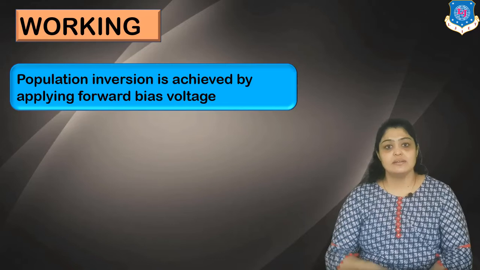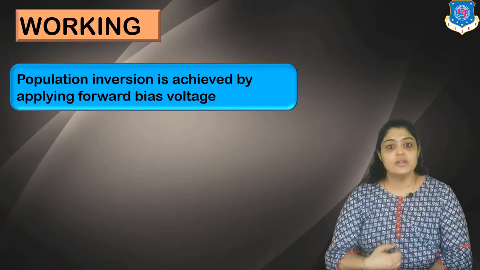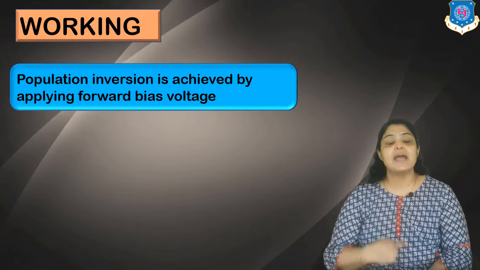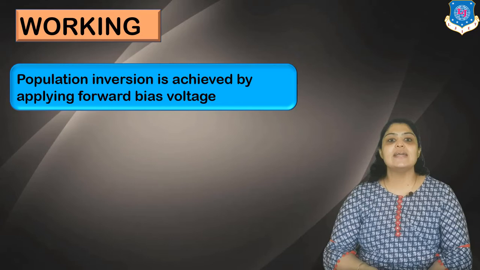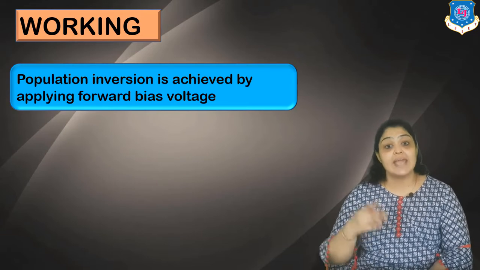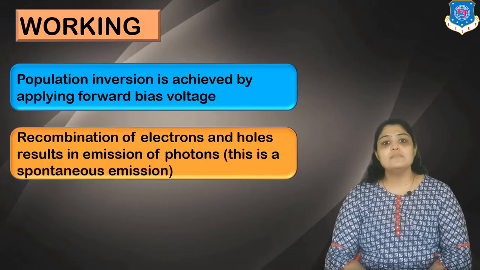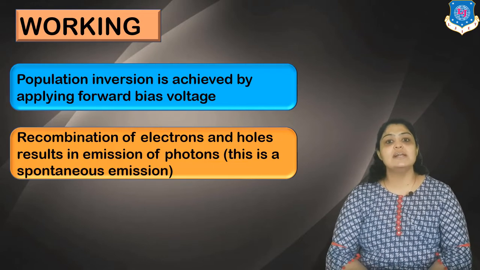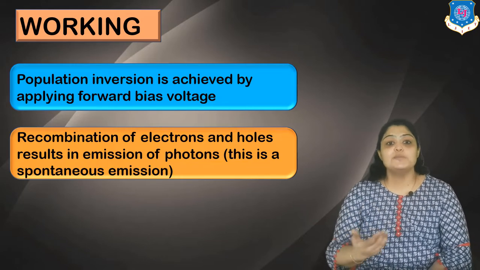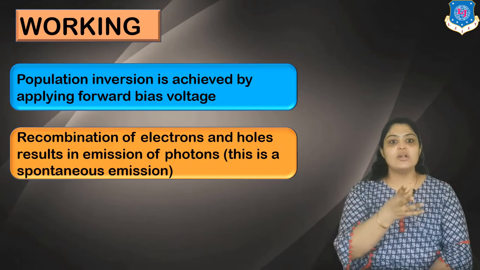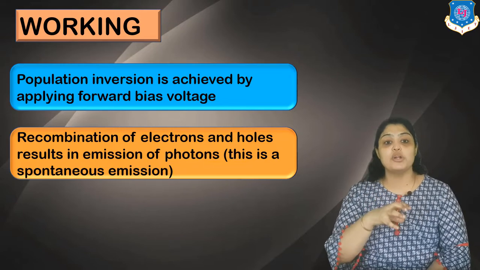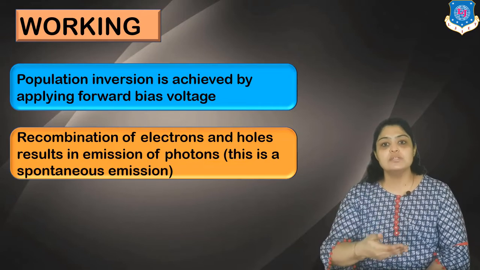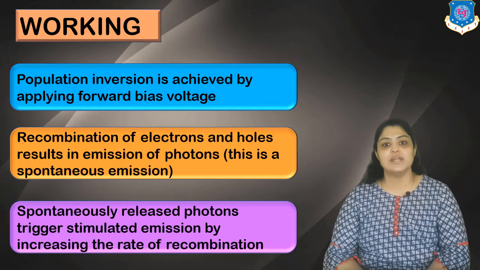Now let's see the working of the semiconductor laser. How is population inversion achieved? Population inversion is achieved by forward biasing the diode, because only if the diode is forward biased can it generate electric current. It can lead to recombination. Recombination of electrons and holes results in emission of photons, but this is spontaneous emission. The moment one electron recombines with a hole, a photon is emitted. Second recombines, a photon is emitted, but all these are spontaneous. We have to convert them into stimulated emission with the help of the optical resonator.